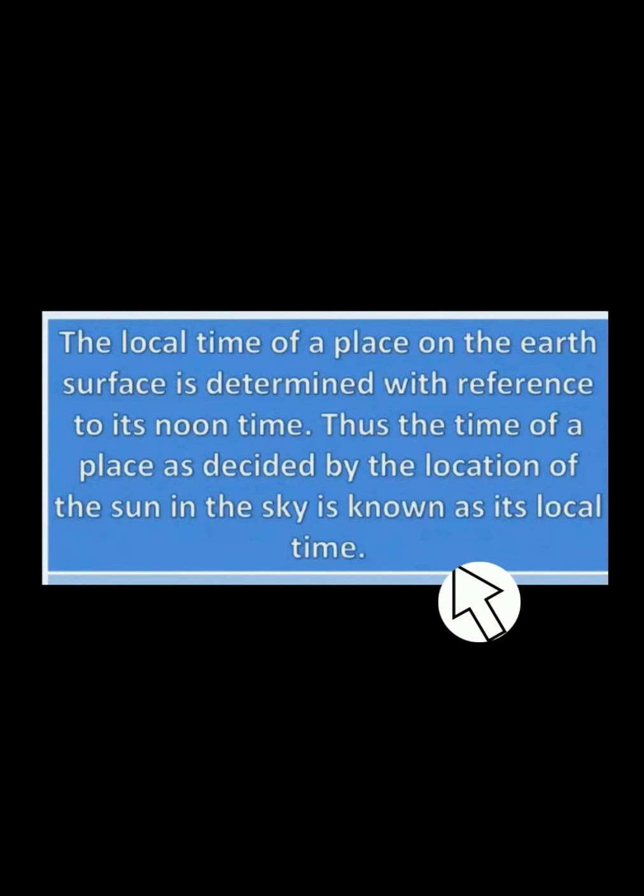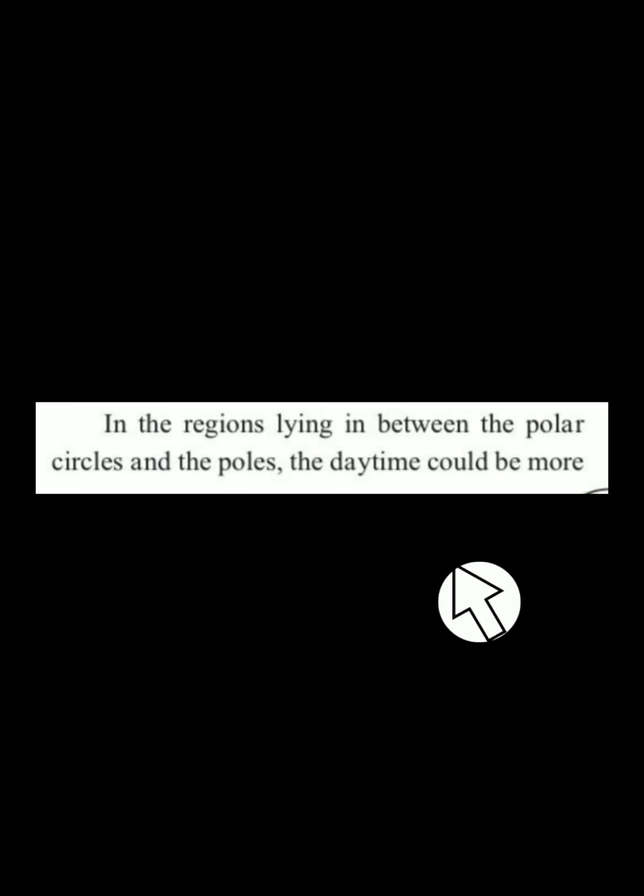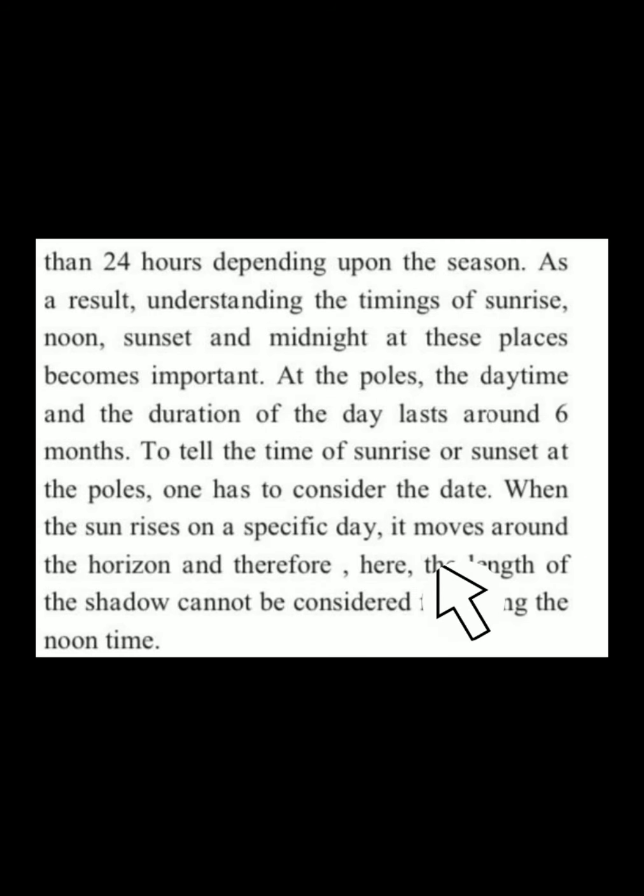So the time when the sun is right on top of the earth is called noon. And once we come to know it's noon, then we can decide what is the local time of that particular place. Okay, next, in the regions lying between the polar circles and the poles, the daytime could be more than 24 hours depending upon the season.